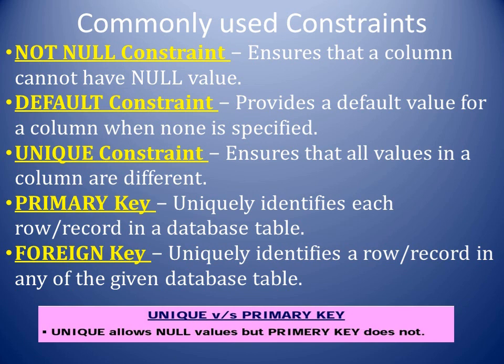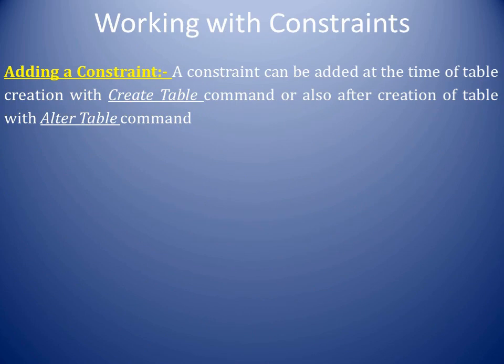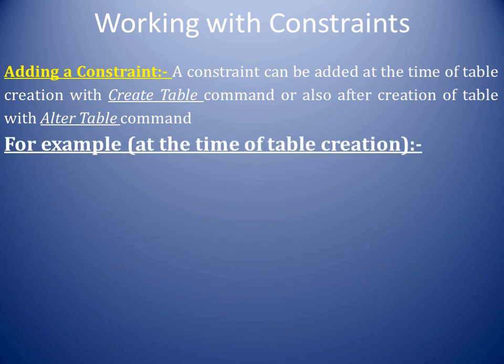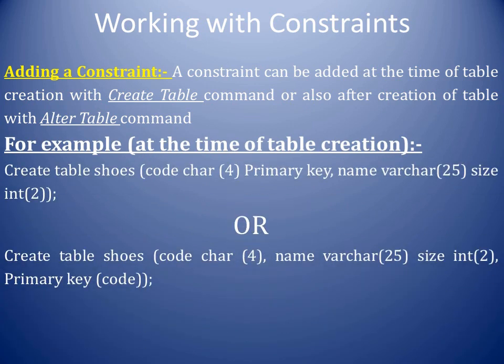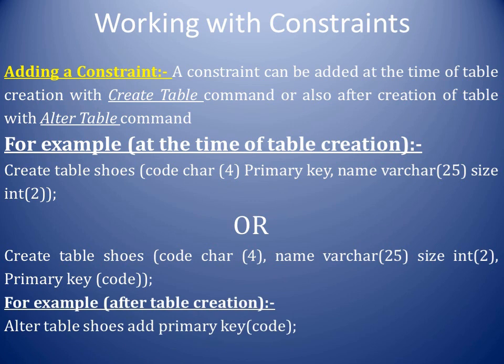Now let's see how to use constraints. Adding a constraint. As already discussed, constraints can be added in two ways: at the time of table creation or after table creation. See the examples on the screen for how constraints are defined at the time of table creation. These are two ways we can define a constraint. For adding a constraint after table creation, we use alter table in the format shown in the example.